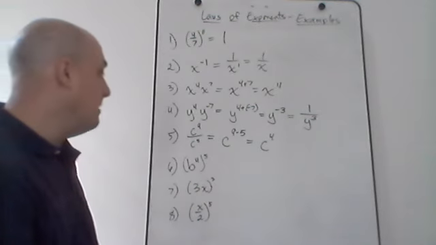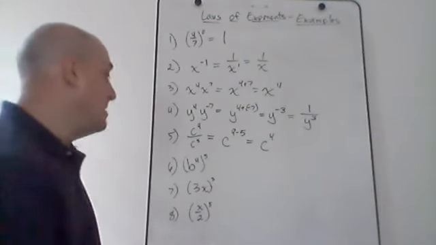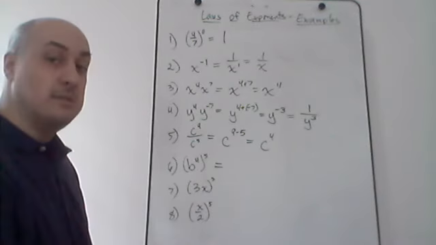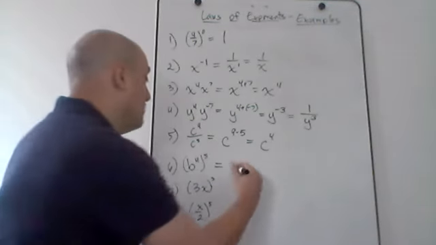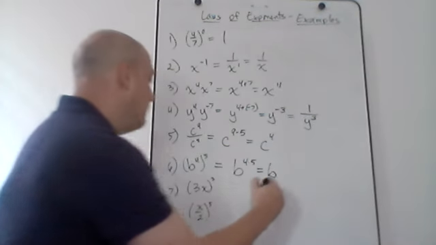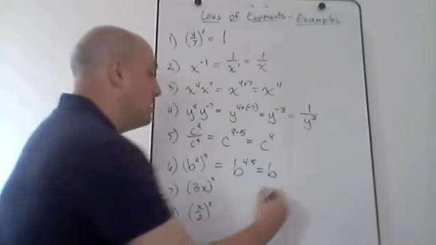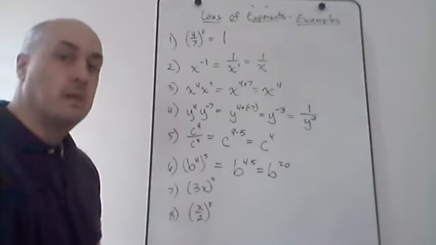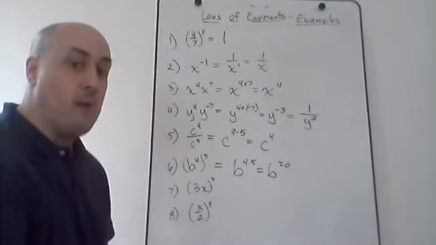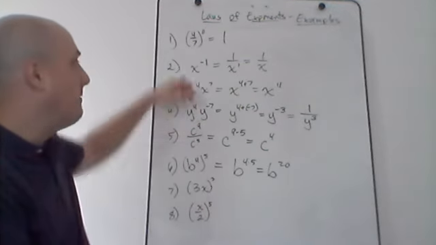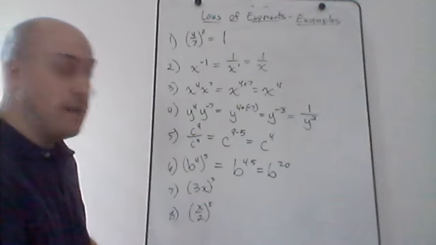Number 6 here, b to the 4th power in parentheses raised to the 5th power. If you recall this law of exponents, when I have a power raised to a power, I need to multiply those together. So b to the 4th power raised to the 5th power is b to the 4 times 5, or b to the 20th power. That's our rule with a power to a power. You just multiply the two exponents together, keep the base the same. And for all of these rules, you keep the base the same.